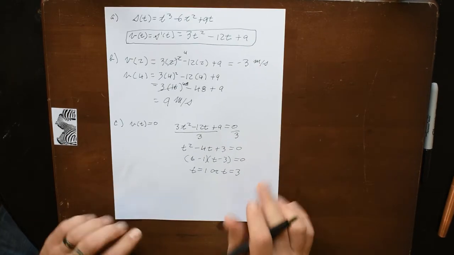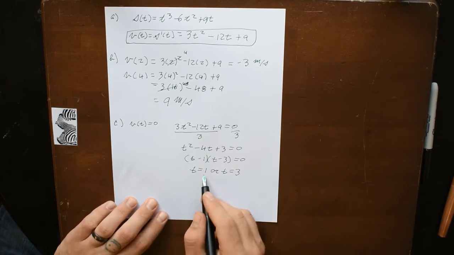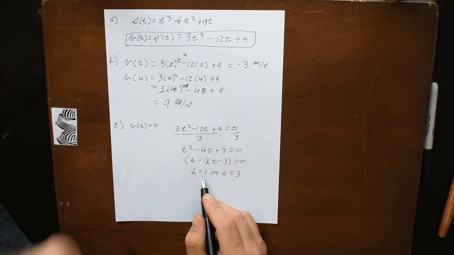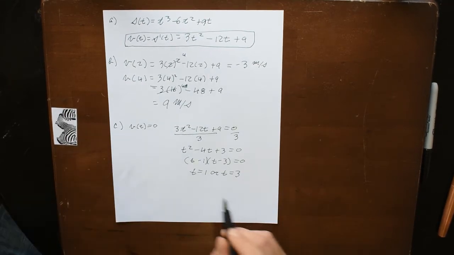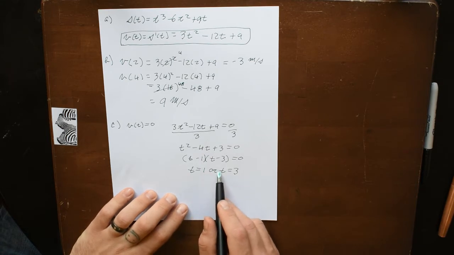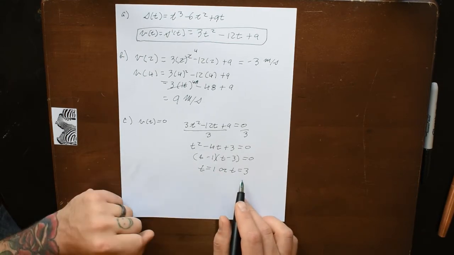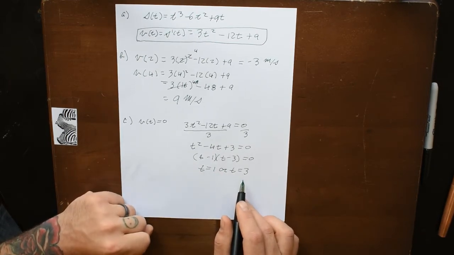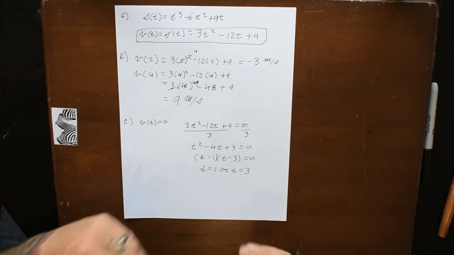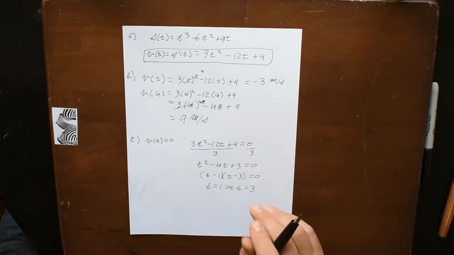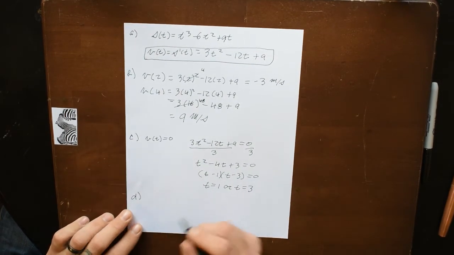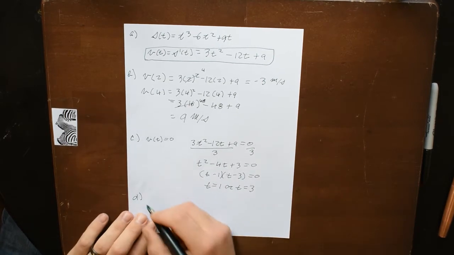So, after the particle starts to move, 1 second later it stops. For whatever reason, its velocity goes to 0, and then its velocity is something other than 0 for a while, for 2 seconds. And then 3 seconds after the particle has started moving, it stops. For whatever reason, its velocity goes to 0. So what D is asking us, D is asking when is the particle moving forward?